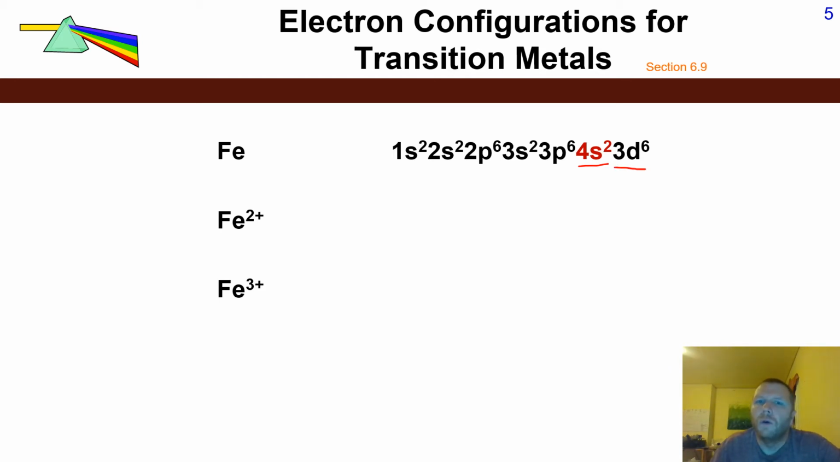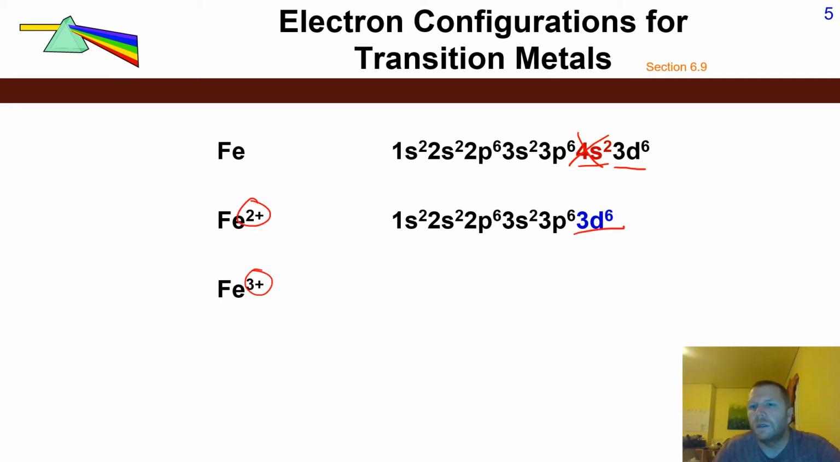Okay, so now when you look at that 4s2, 3d6 electron configuration, the first two electrons that are going to be lost and cause this to become oxidized are those that are the farthest out. So these are going to go. In which case, now we've got Fe2+, where the outermost electrons are the d orbital electrons. So going from a +2 to a +3, we're losing one of these 3d electrons to become 3d5.